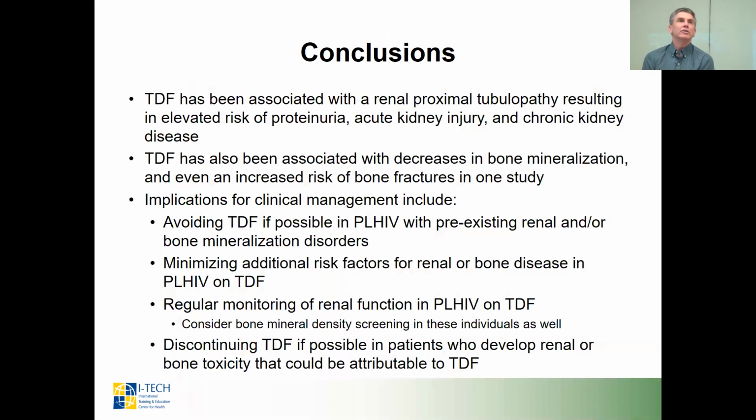So just to wrap up with conclusions, tenofovir has been clearly associated with a renal proximal tubule pathology that results in elevated risk of proteinuria, acute kidney injury, and chronic kidney disease. It's also been associated with decreases in bone mineralization and even an increased risk of osteoporotic fractures in one study. So implications for clinical management include avoiding tenofovir where possible in patients with pre-existing renal or bone disease, minimizing additional risk factors for renal or bone disease, regular monitoring of renal function in persons on tenofovir, and considering osteoporosis or bone mineral density screening in these individuals as well, and discontinuing tenofovir wherever possible in patients who develop renal or bone toxicity that is either severe enough or that could be attributable to the tenofovir.